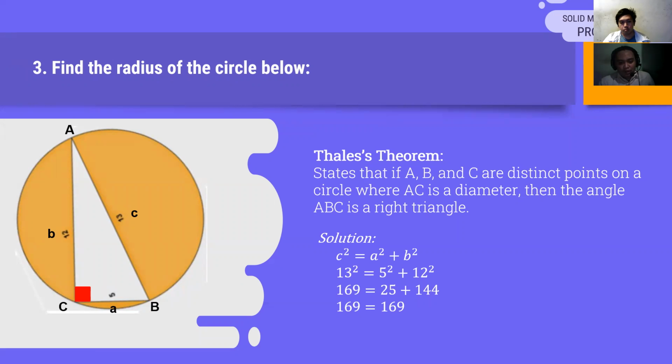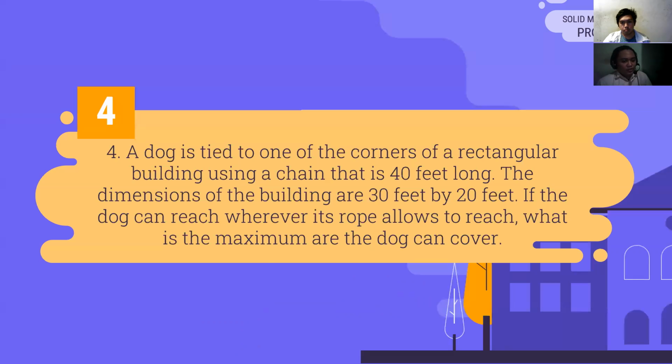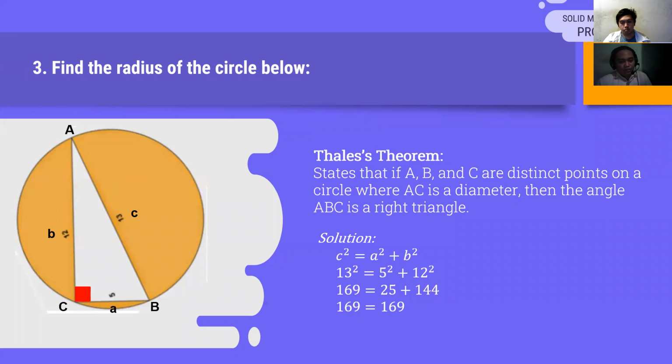We can prove that a triangle is a right triangle by using the Pythagorean theorem and substituting the values. Here we can see that the triangle is indeed a right triangle and 13 is its diameter. Then we can get the radius of the circle, which is half of it, equal to 6.5 units.